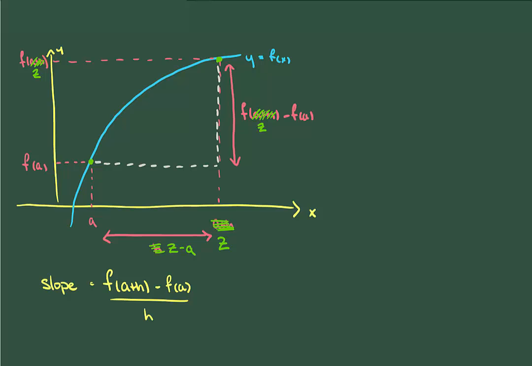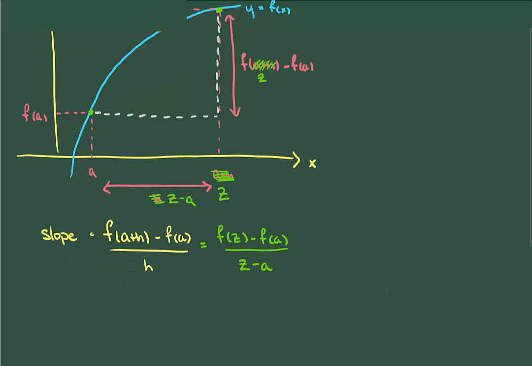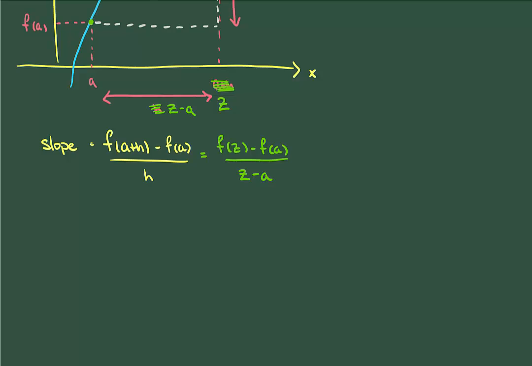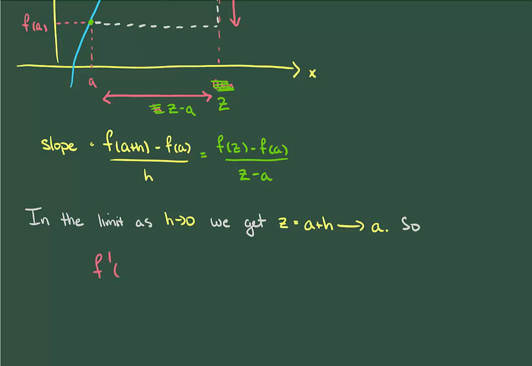Look at what the slope of the secant line would now be. We can write this in terms of z as f of z minus f of a divided by z minus a. The only thing left is to sort out what the limit becomes. If we write z equals a plus h, then as h goes to 0, we see that z goes to a. Thus, our usual definition of the derivative, written like so, can instead be written in terms of z.